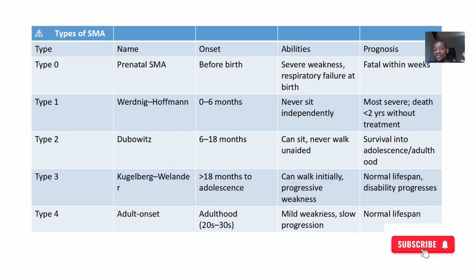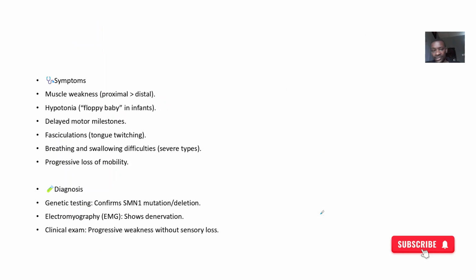Now this is just an introductory lecture. We get to talk about each of these types. We have the prenatal type, the Werdnig-Hoffmann type, the Dubowitz type, the Kugelberg and the Welander type. Then we have the adult type that comes up when you're around 20 or 30 years. You can pause to look at a summary of the abilities and prognosis. We'll talk about them, don't worry.